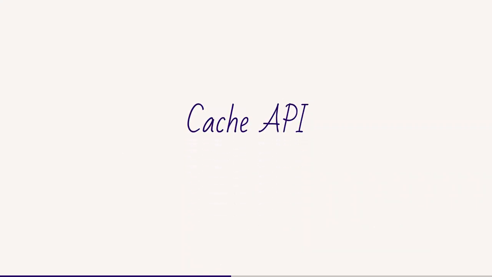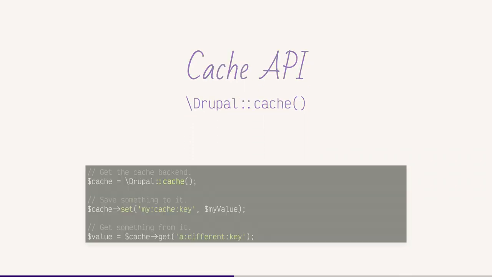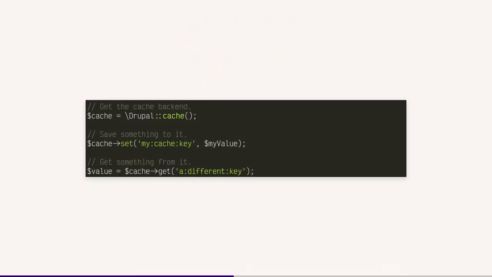So what does that cache API look like? Well, you can get it by using the Drupal utility class and calling cache to interact with the cache backend. This is the cache API. I'm not kidding. That's pretty much all of it right there. This is everything that you normally need to do in your everyday life.